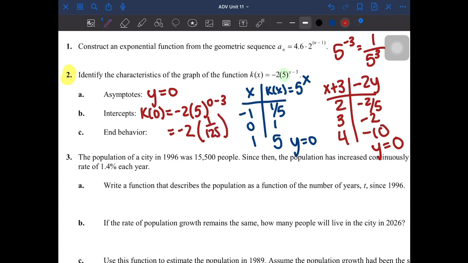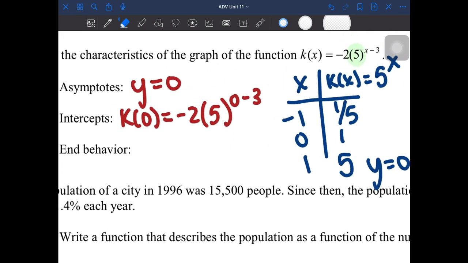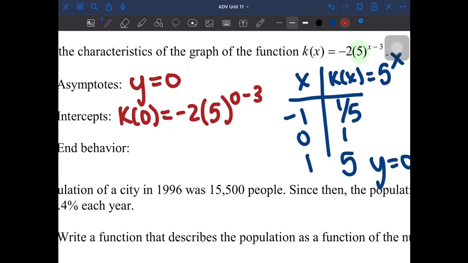Okay. So my final answer for this intercept, and I'm just going to erase this a little bit, so make sure you have it copied down. Okay, I'm going to zoom in. So that means my y-intercept here is going to be 0, and then negative 2 over 125. That's going to be my intercept.